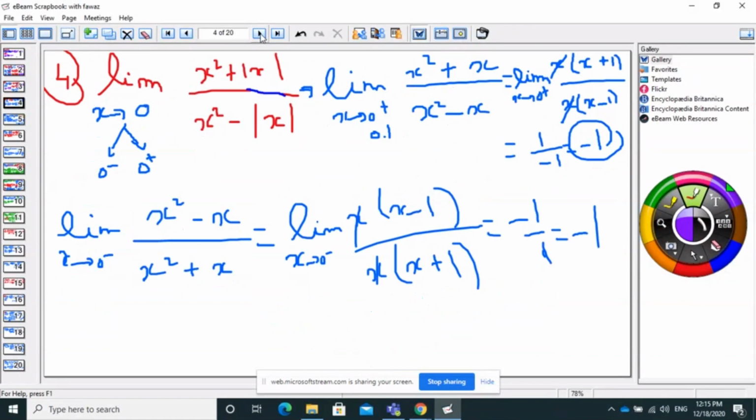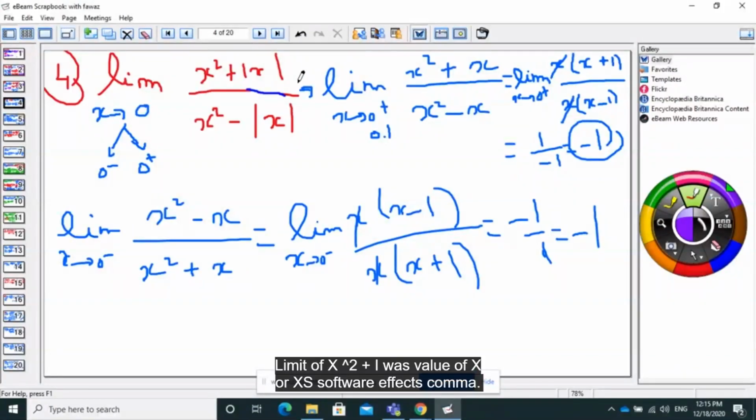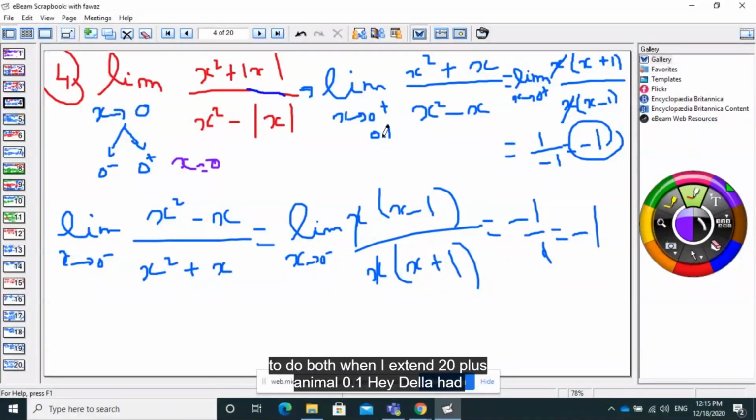4, limit of x squared plus absolute value of x over x squared minus absolute value of x. Come on, same idea. If I replace x by 0, I get 0 over 0. I'm sure here I'm replacing x by 0, so the factor I need to simplify is x and x. Since I have absolute value, I have to consider 0 plus and 0 minus. I cannot do it if I don't have this, so I need to do both. When x tends to 0 plus, like 0.1, this gives me a positive answer. So it's the same, and here also a positive answer. So it's the same: x squared plus x over x squared minus x.